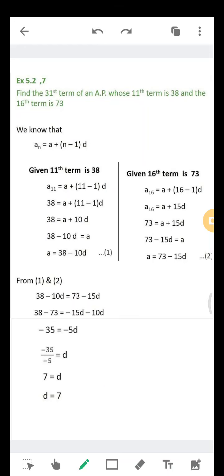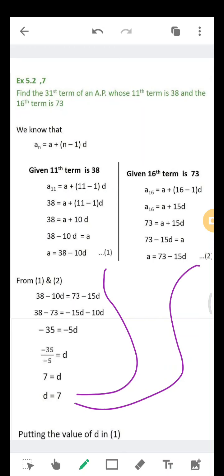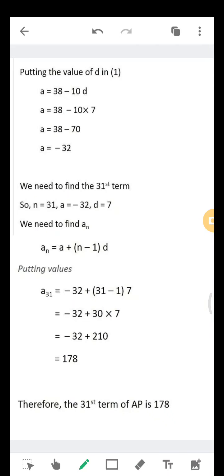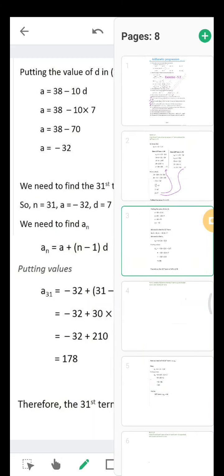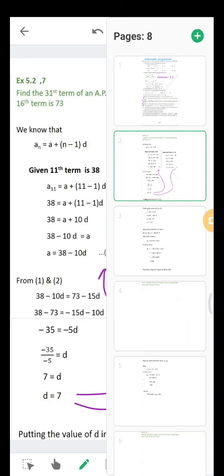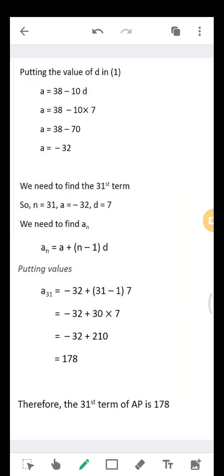Now we have to find the value of a. We'll put this value of d in any one of the equations, equation 1 or equation number 2. So let's put this value in equation number 1 and see what our a value will be. What's our equation 1? A is equal to 38 minus 10d, and d value is 7. So substituting d value as 7, we get 38 minus 70, that is equal to minus 32. So we have got a value and d value.